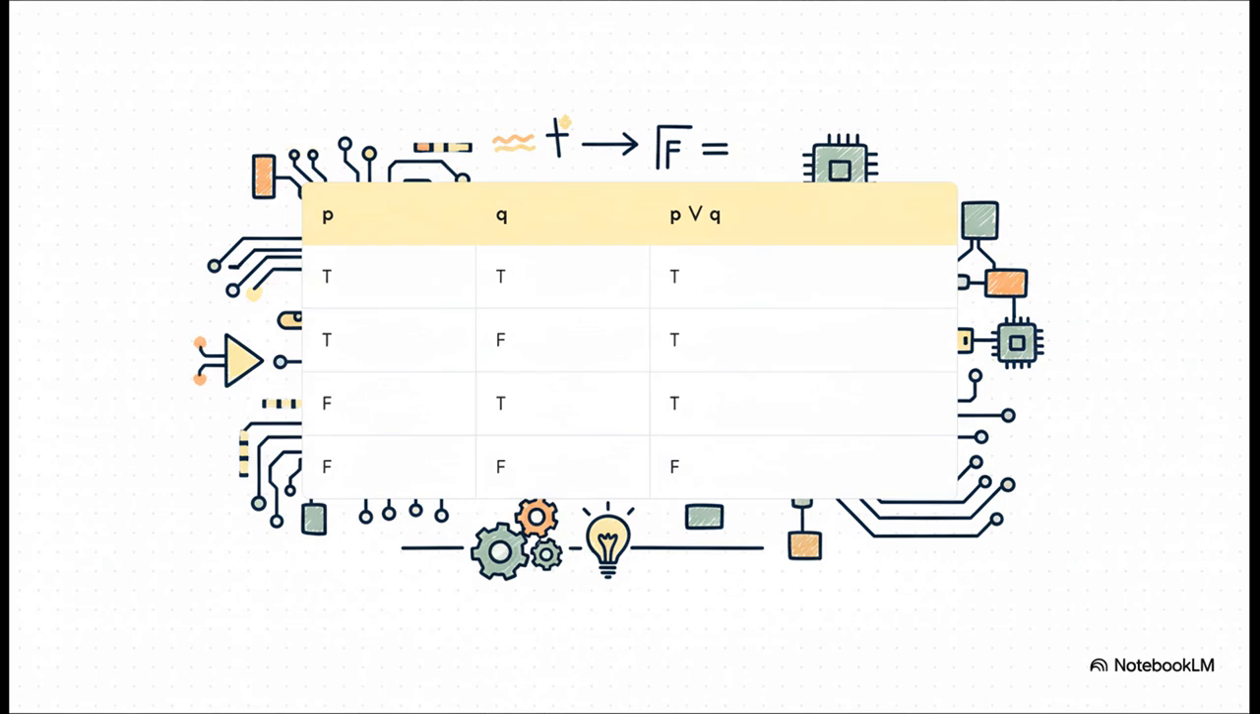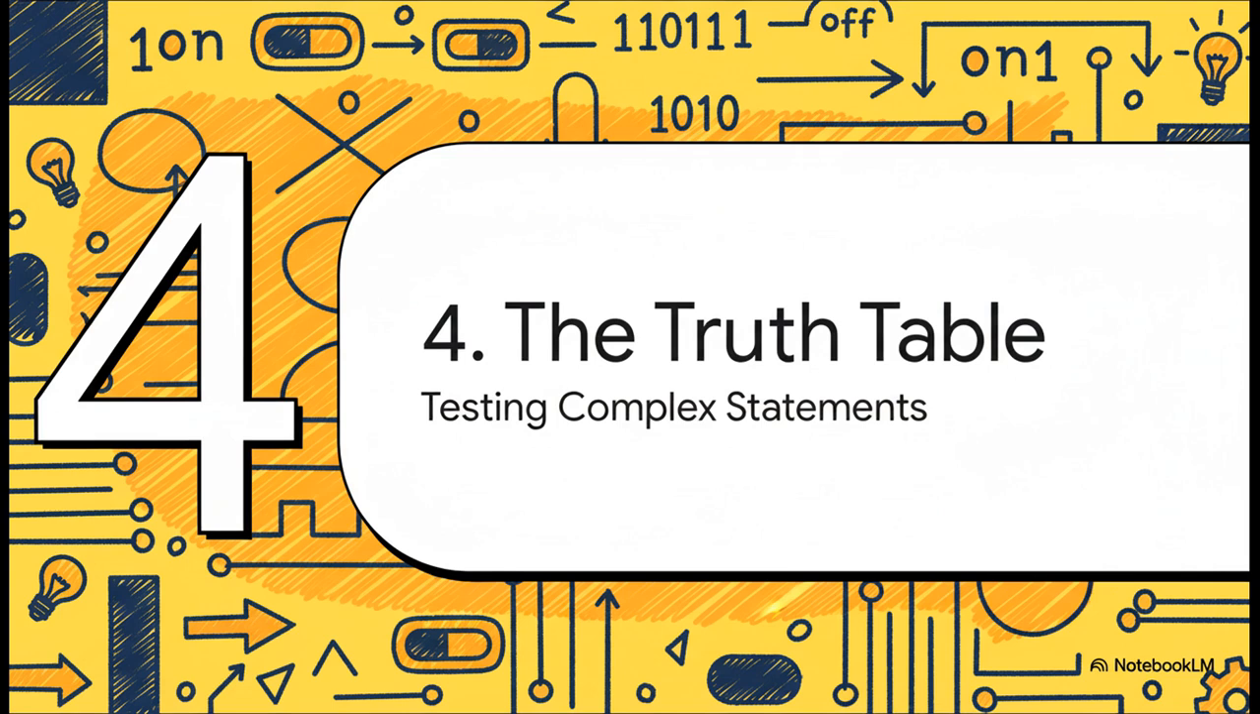If you look at this truth table for or, it's pretty much the mirror image of the and table, isn't it? 3 out of the 4 outcomes are true. The only time P or Q is false is that very last row where P is false and Q is false. So we have our basic building blocks: not, and, or.